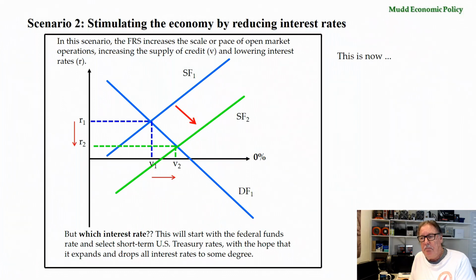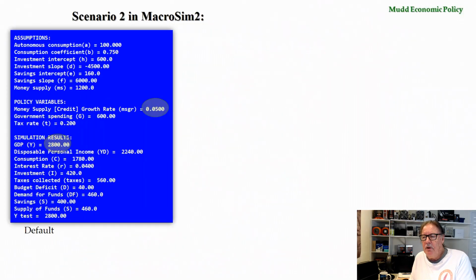So let's bring that back up. This, you may recall, was the default for the model, where we had the money supply or credit growth rate at 5%. In the default settings for that model, we had government spending at 600, and we had a 20% tax rate, and national output was in equilibrium at 2,800.